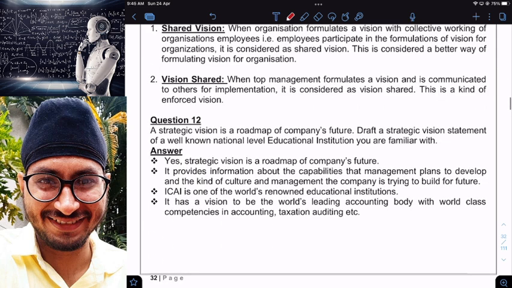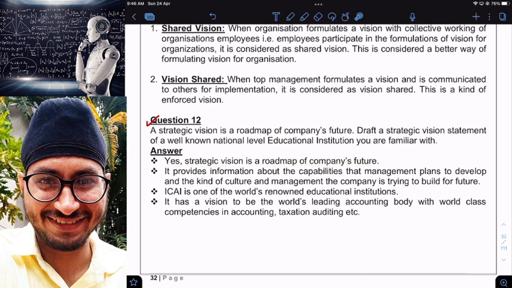Then we have example question number 12. This type of questions can also come. This is a previous examination question which I have copied here. They say a strategic vision is a roadmap of company's future. Draft a strategic vision statement of a well-known national level education institution you are familiar with. National level education institution, what we are familiar with is nothing but ICEI.